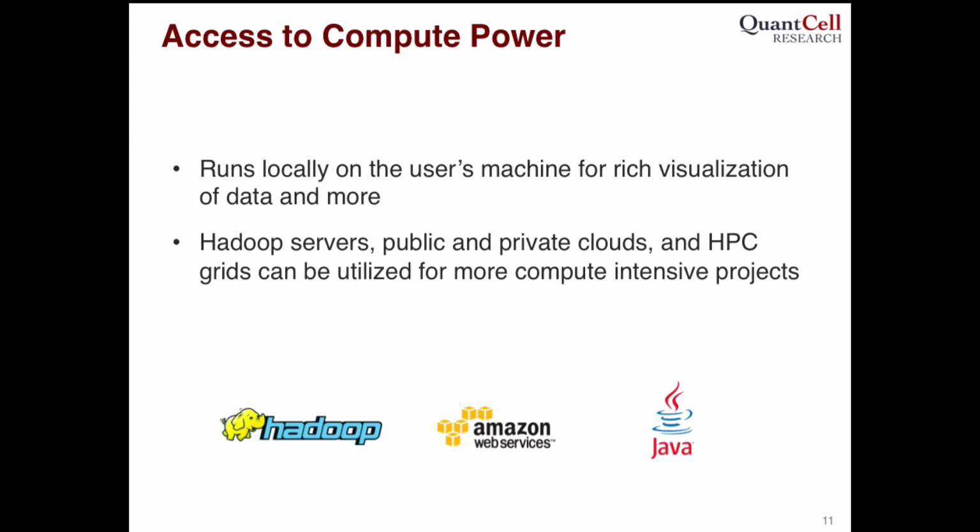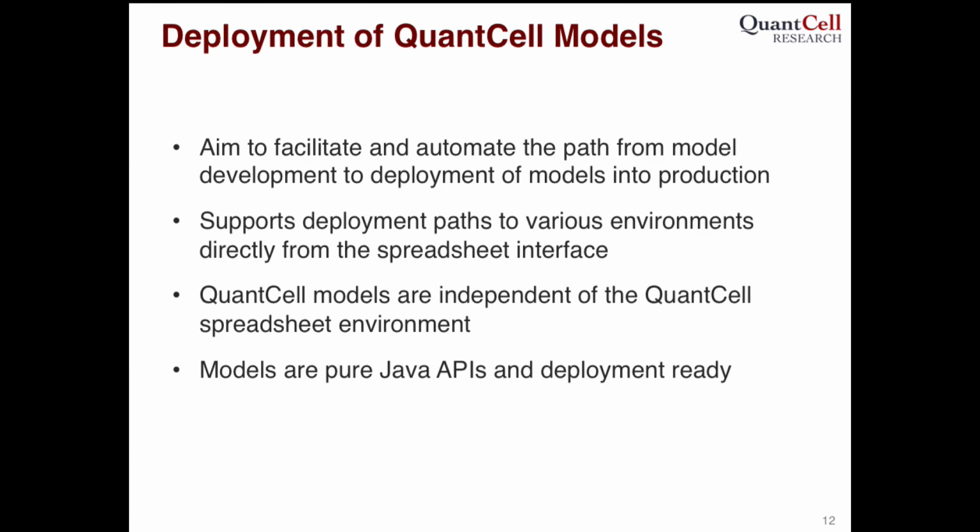QuantCell models derive their performance from the underlying system, whether it be the local JVM, Hadoop servers, databases, or a compute cloud. When running locally, the models benefit enormously from the just-in-time compilation available on the Java platform, garbage collection, concurrency, and other JVM optimization methods.